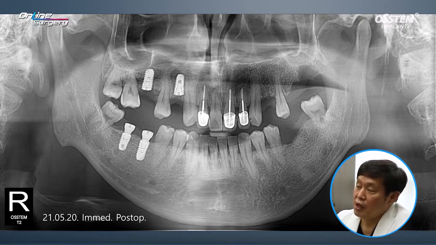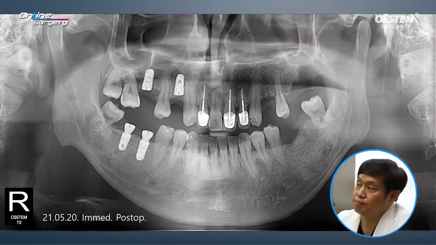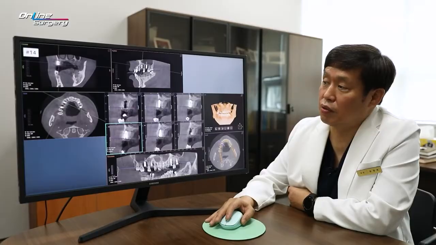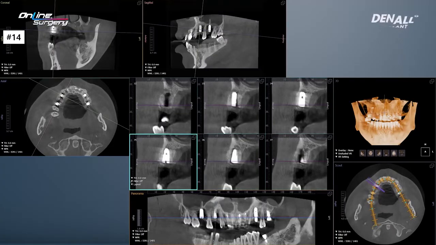This is the immediate post-op panoramic image. In the case of the lower, primary stability was good and healing abutments were connected, and in the case of the upper, cover screws were connected. After bone graft, primary closure was done. As shown, in the case of number 14, the implant was placed, and on the buccal side, on the defect area such as the apex side, AOS was used.